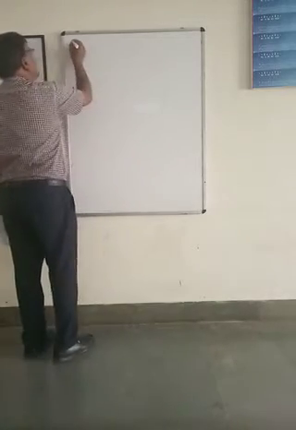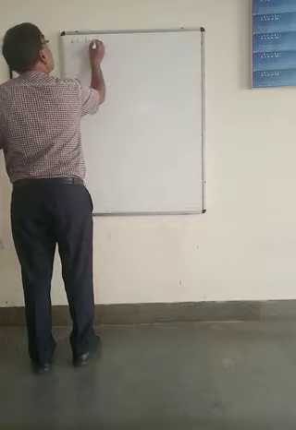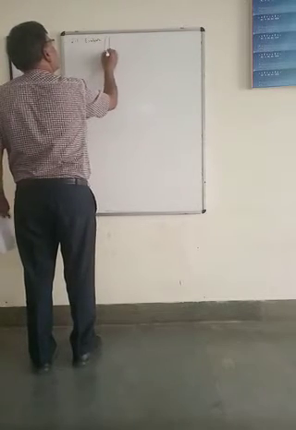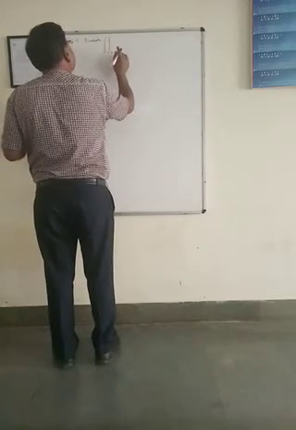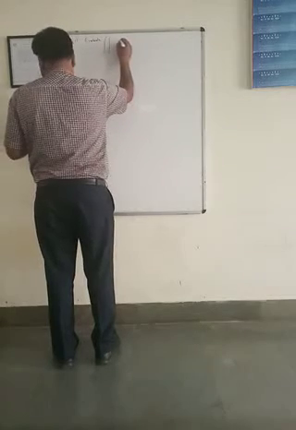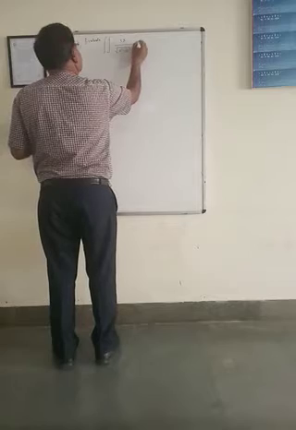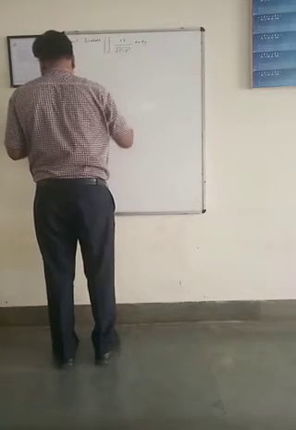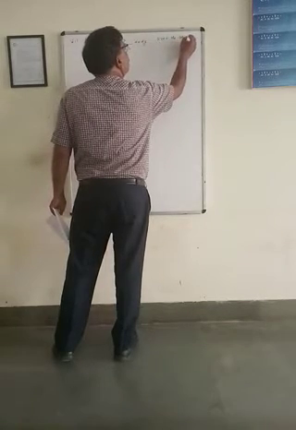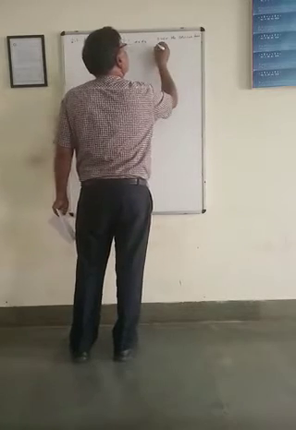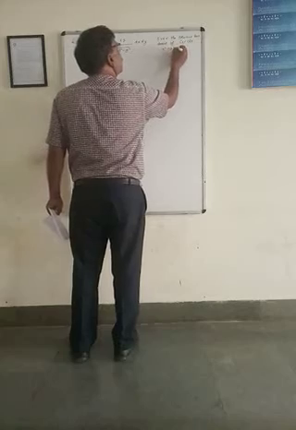So the problem is question 1. Evaluate the double integration of xy upon under root a square minus y square dx dy over the positive quadrant of the circle x square plus y square is equal to a square.